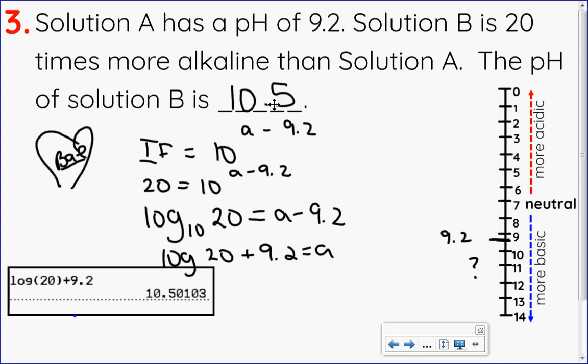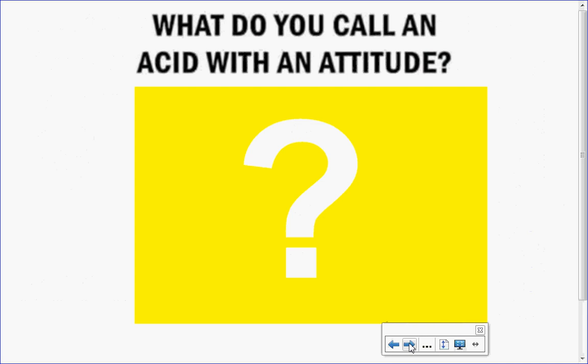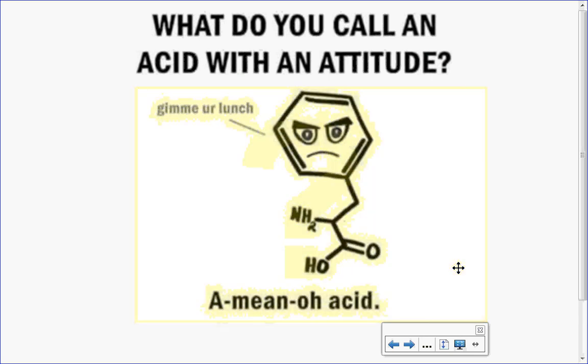So speaking of acidity and alkalinity, I have one final question for you, and that is, what do you call an acid with an attitude? Well, you would call it amino acid.